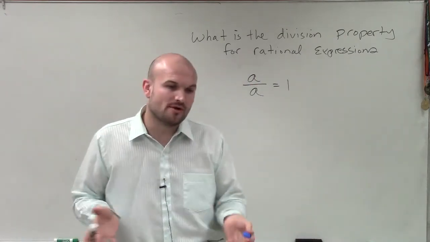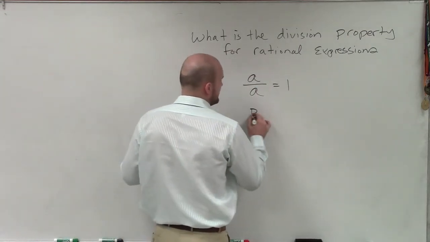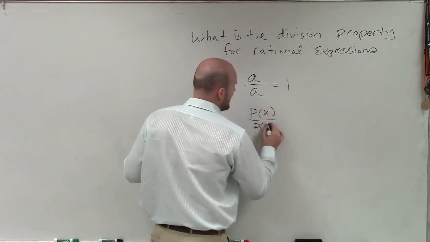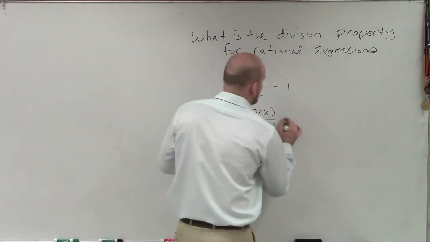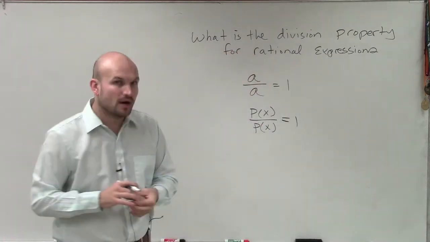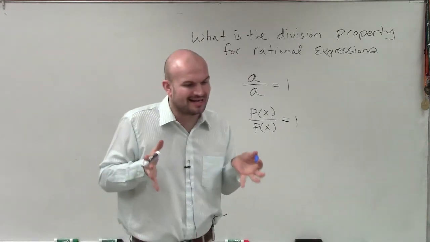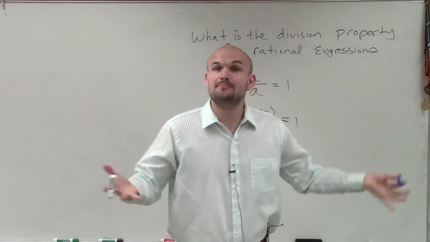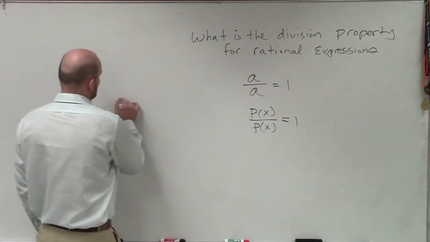Now, what's important about this division property is this doesn't just work for numbers, but this also works for polynomials. If I have p of x divided by p of x, meaning these polynomials are exactly the same, then we know that value is going to equal 1. And this is going to come across a lot. This is going to be pretty much our ideal of what we're going to want to look into for our problems to simplify our expressions. And I'll just work through 2 examples for you.